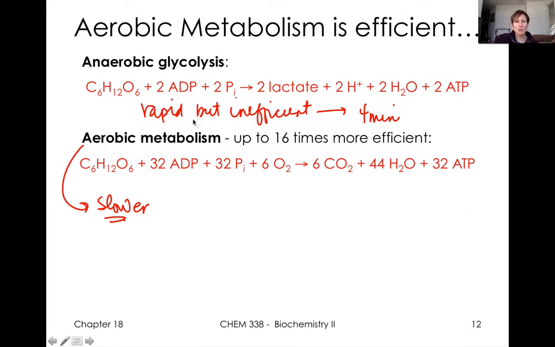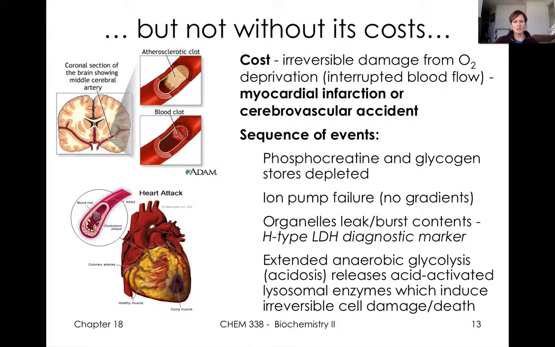So that's why we have aerobic metabolism, up to 16 times more efficient by making 32 ATP, but we've already talked about the fact that it's much slower, and beyond that, some things that we haven't talked about, it's not without its costs. So we'll talk about some of the consequences and the costs of not only having oxidative chemistry happening, but the damage that can be caused if you disrupt and eliminate oxygen flow. We'll talk about things like myocardial infarctions or cerebrovascular accidents like a stroke, and how that impacts this process.